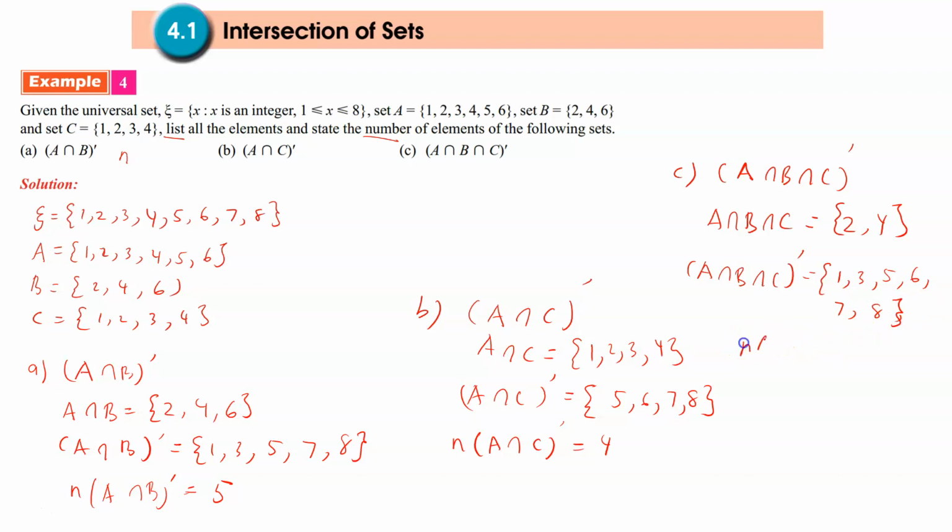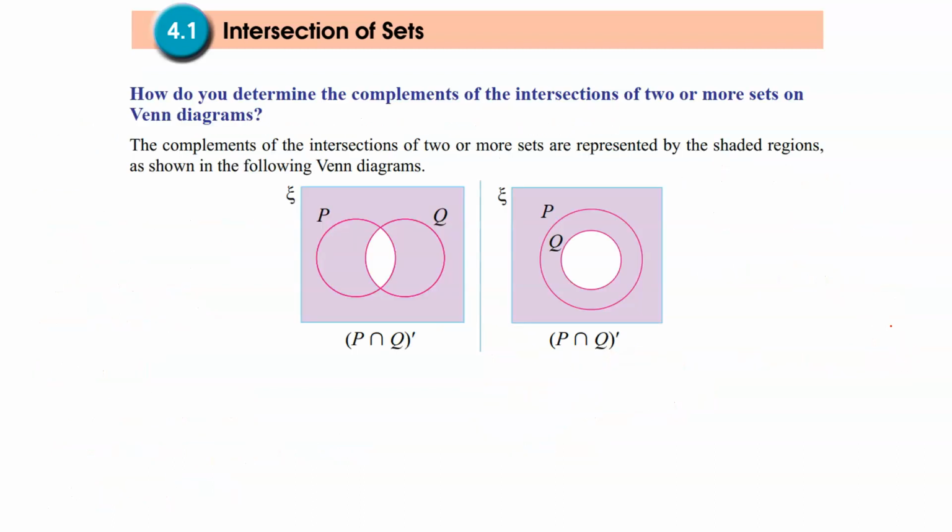Then the number of elements for A intersect B intersect C complement is 4, 5, 6. 6 number. Okay, boleh? Kalau saya laju sangat, awak ulang balik ya.